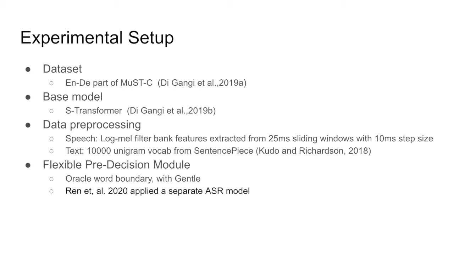For the flexible prediction module, we actually use an oracle word boundary generated by Gentle. The reason for that is we just want to know whether a perfect flexible prediction module will improve the overall performance. Ren et al. 2020 had the same idea about the word boundary, but they trained a separate ASR model to predict the boundaries. Unfortunately, we are not able to compare with their work because we're using different latency evaluation metrics.